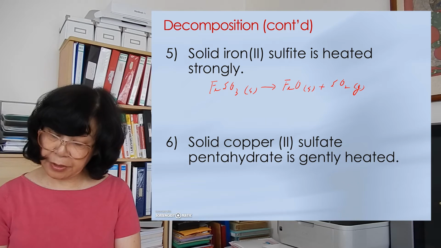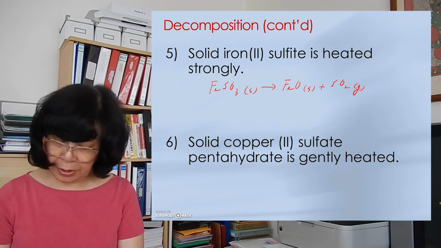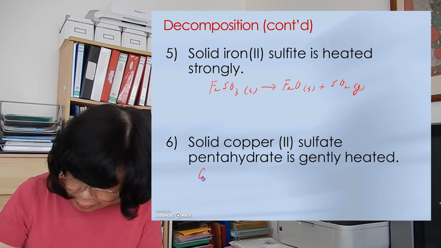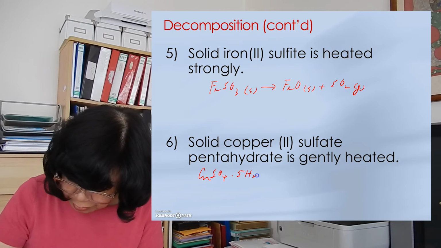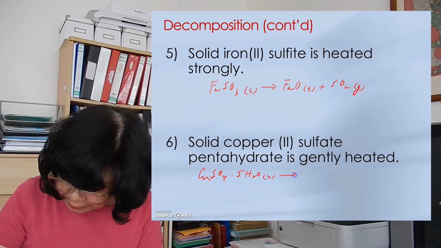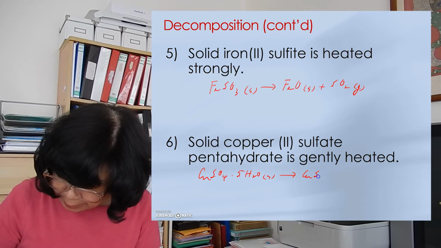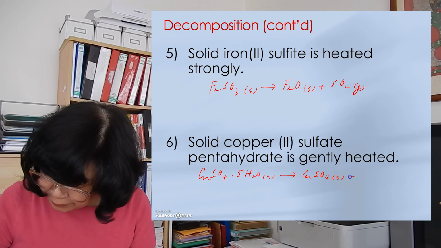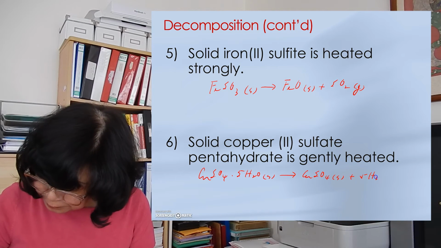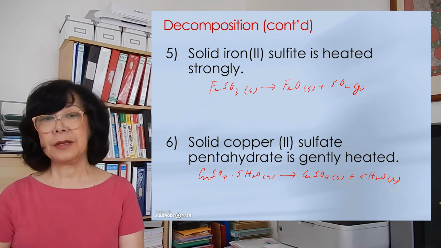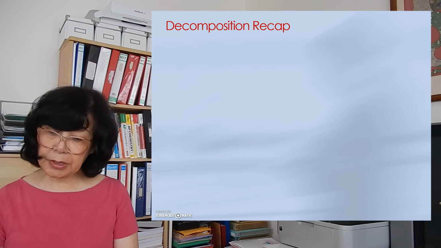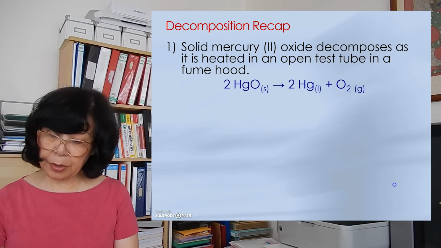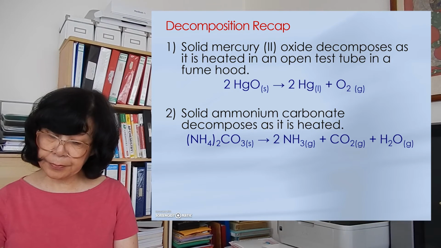Solid copper(II) sulfate pentahydrate heated gently. So this is a hydrate of copper(II) sulfate attached with 5 moles of water. When I heat it gently, I actually separate the anhydrous copper(II) sulfate from the water. So here is a recap of my earlier work for you to follow.